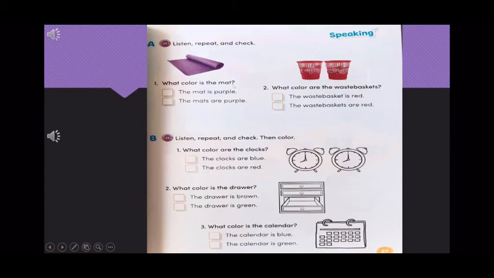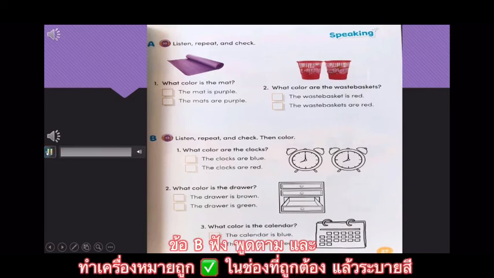Okay. So you have to look at the question. If it is singular, you have to check the singular form of the answer. If the question is plural, you have to check the answer with the plural form. Okay, let's go to page 28, letter B. Listen, repeat, and check.